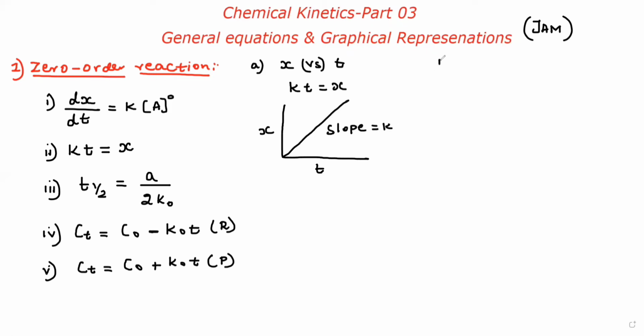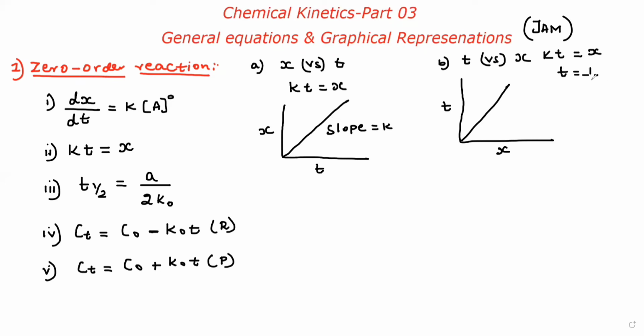Okay. And second graph, please note, t versus x. What is the graph? The y-axis is t and the x-axis is x, concentration. What is the slope here? Slope is 1 by k. Okay, listen. kt is equal to x, right? I'm going to plot the t versus x, right? Therefore, t is equal to 1 by k into x, right? Therefore, what is the slope here? This m is slope. What is the equation? y is equal to mx form, right? Now, y is t and x is x. What is slope? 1 by k. The slope is equal to 1 by k.